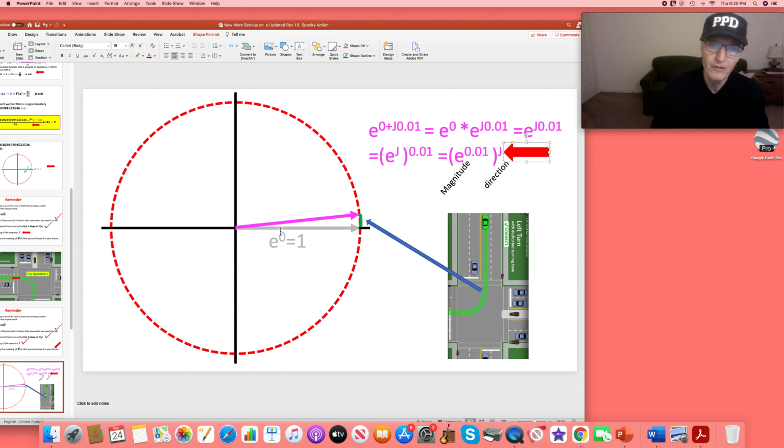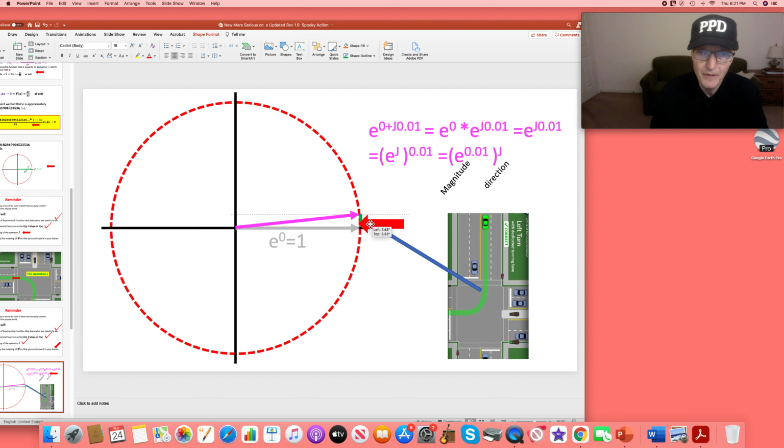So e to the 0 is going along this gray line, and then we multiply it by e to the 0 plus j 0.01, which works out to this thing here. I just proved that. And so the magnitude is e to the j 0.01. You can do that on your calculator. We don't have to talk about that, but it's a small amount. And then this j gives this function here. It gives it one hard quarter full turn to the left.